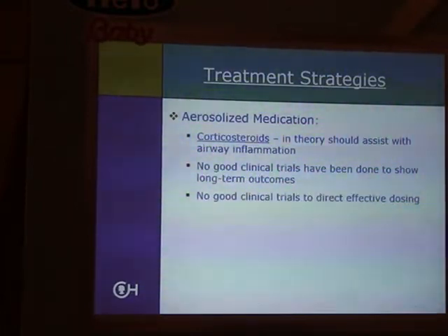Moving on to corticosteroids, from an inhalation method, the theory is that it should assist with some airway inflammation. We just don't know the dose. It's not approved for this age population, nor this disease process. There are no good clinical trials at all that have been done to show any long-term outcomes. We do know in asthma that if we use inhaled corticosteroids at higher doses for a period of time, it does stunt growth and injure bone. So we need to worry about those things and make sure that we're not doing something that's more harmful over the long run.